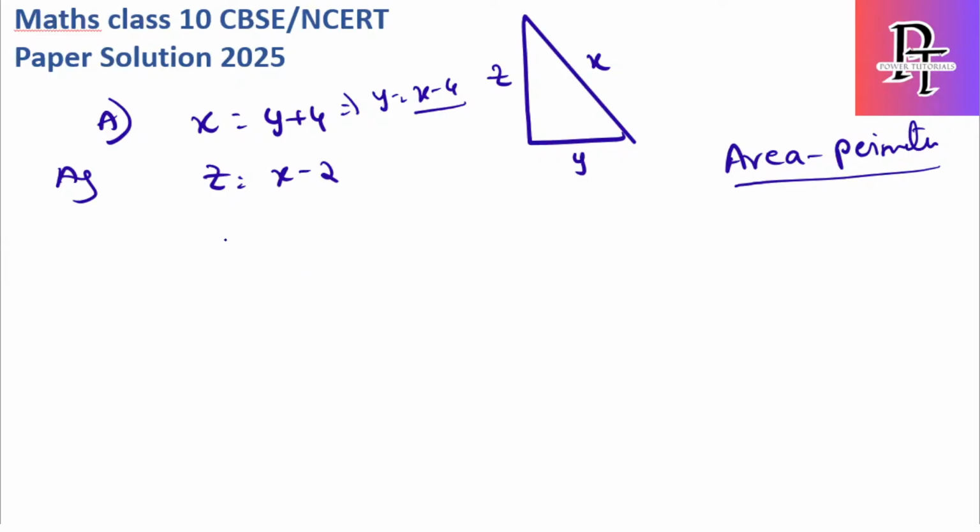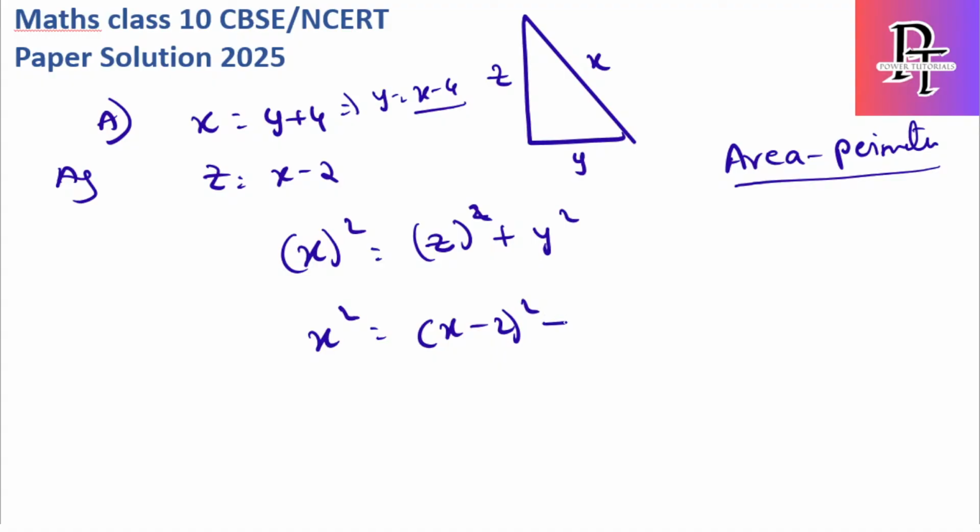For a right angle triangle, always remember you have to simply follow the Pythagoras theorem, which is x square, that is square of hypotenuse, is nothing but sum of squares of other two sides, which is z square plus y square. I'll write both in terms of x so that it will have a single equation with only one variable. So x square is equal to z, which is x minus 2 whole square, and y is x minus 4 whole square.